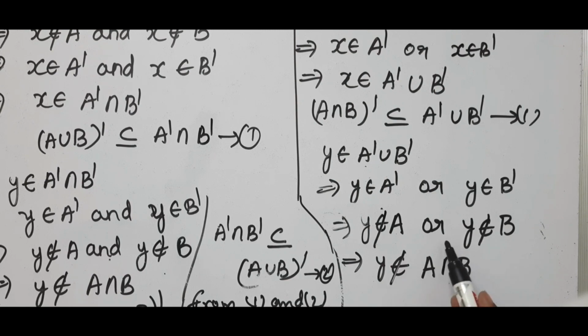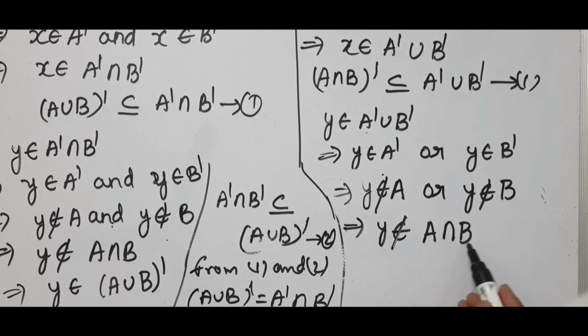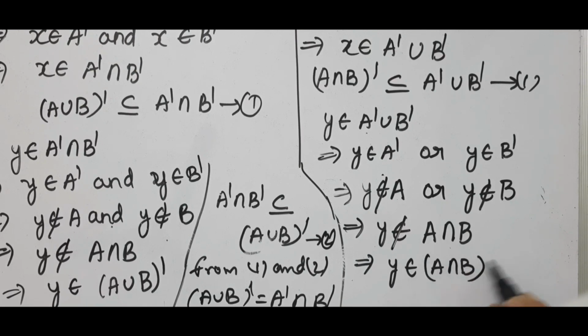So instead of writing or instead of using union for "or", I have kept intersection because the meaning is the same. It is not the common element of A and B. So this can be written as y belongs to A intersection B whole complement.